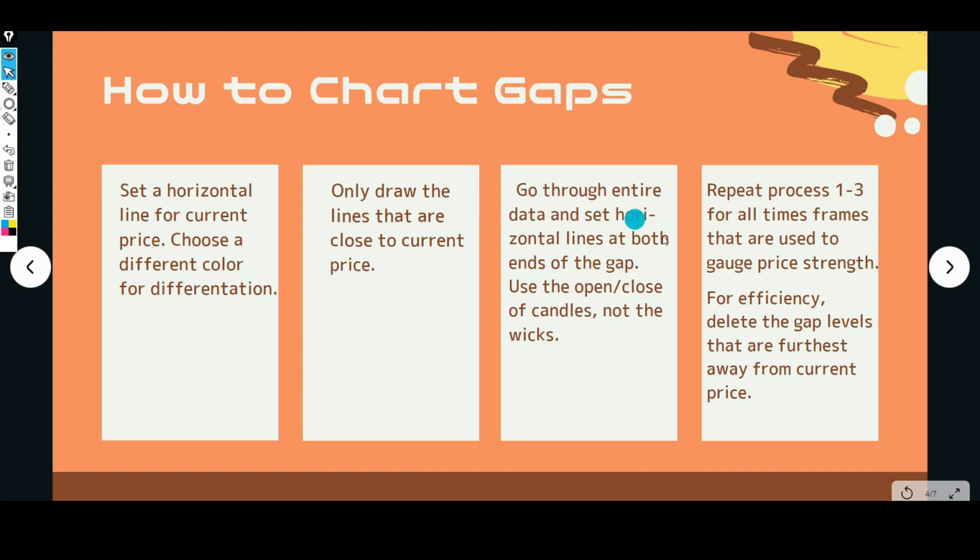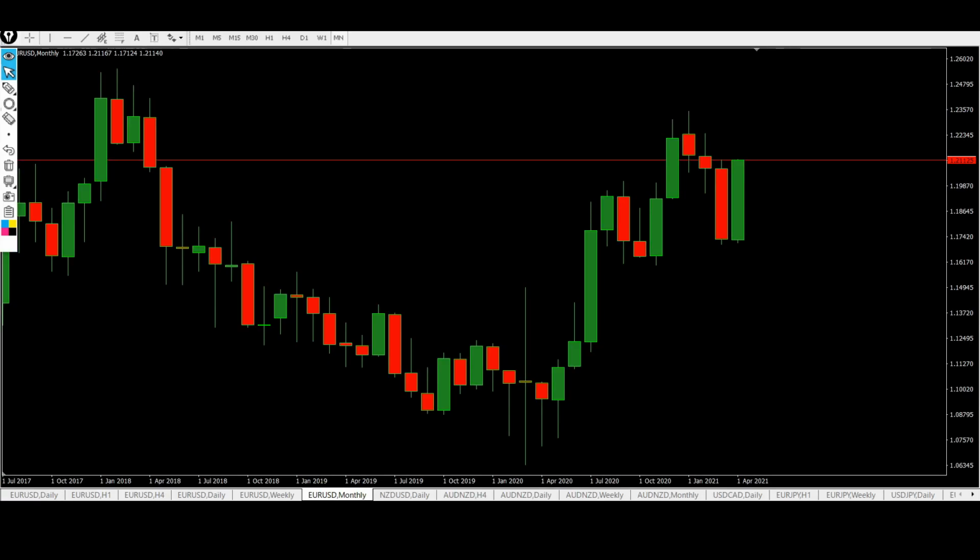Okay, number 3. Go through the entire data and set horizontal lines at both ends of the gap. Moreover, use the open and close of the candles to draw these horizontal lines, and not the wicks. Okay, so let's go ahead and demonstrate this. Like I mentioned earlier, we want to start from the monthly chart. So we set our current price level. Let's start looking for gaps. Okay, we'll start from the right side.